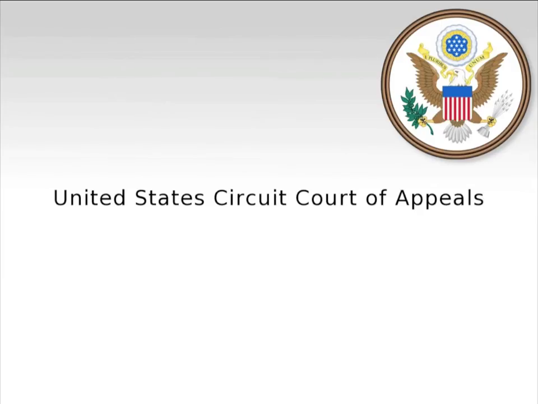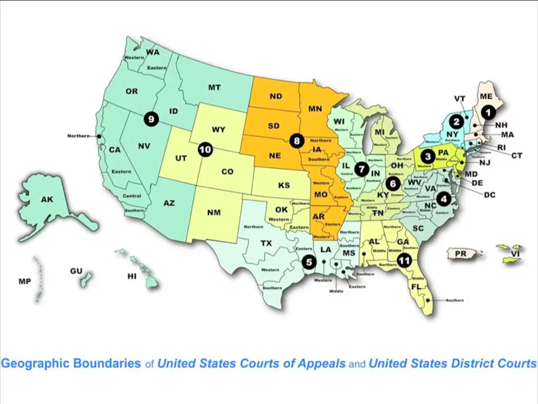The United States Circuit Court of Appeals hears appeals from the district courts within its judicial circuit. There are 11 circuit courts, plus the federal and D.C. circuits. This level of court was created by Congress in 1891. The number of judges serving on each court varies according to need, though the number is fixed.